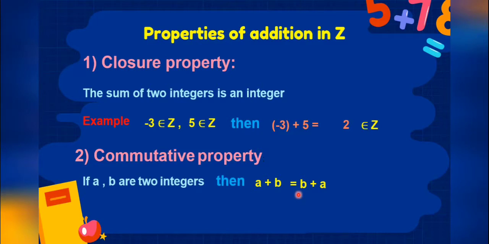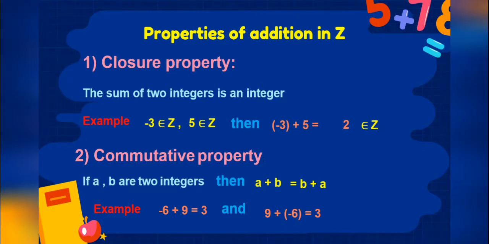For example, -6 plus 9, different signs, find the difference, put the greater sign. 9 minus 6 equals 3, and 9 is greater than 6, so the answer is positive 3. So what if I make 9 plus -6? I just change the order of the numbers. 9 plus -6 is the same, equal 3.